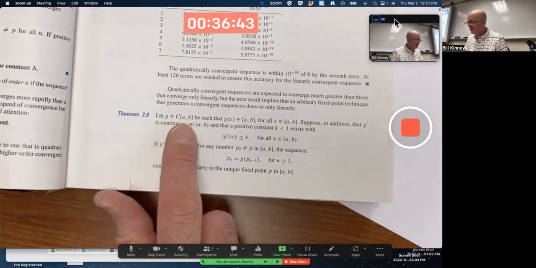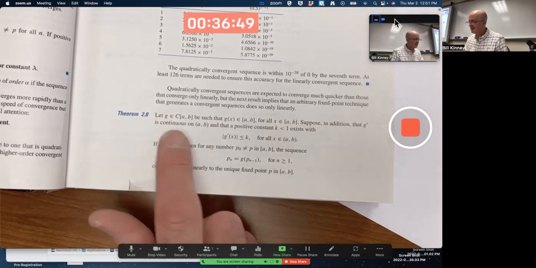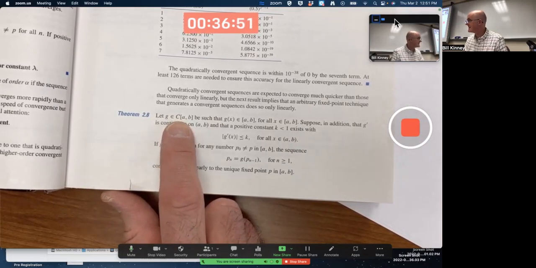Let G be C of AB, just continuous. Why just continuous? Because it's enough to prove the theorem, that's why. There's no power of the C, that just means it's continuous. If it were C1, then it would be continuously differentiable. If it were C2, it would be twice continuously differentiable. Just a plain C means just continuous.